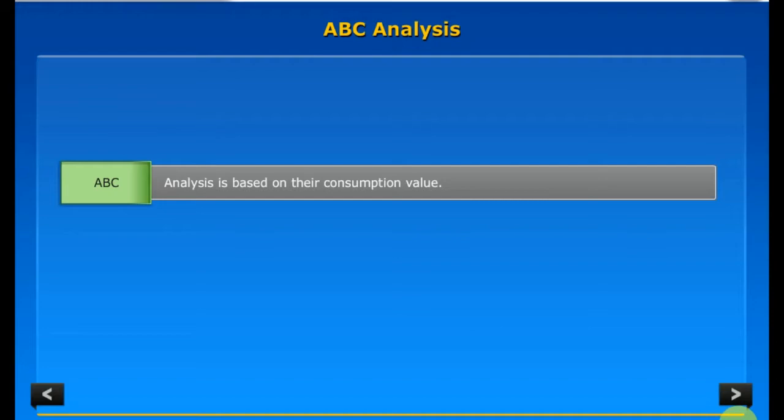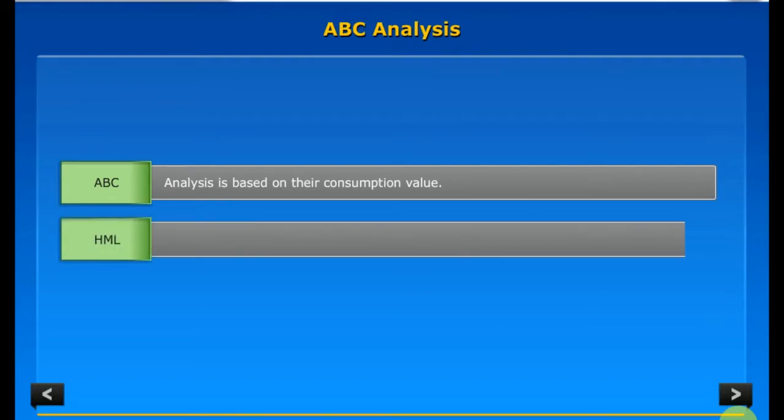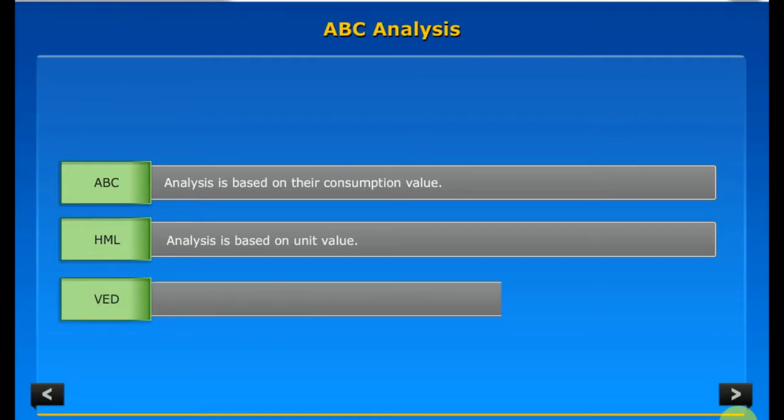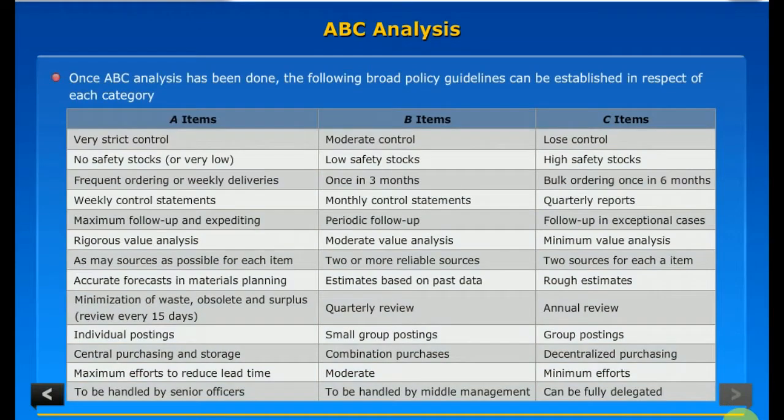ABC analysis is based on consumption value. HML analysis is based on unit value. VED analysis is based on criticality of inventories. Once ABC analysis has been done, the following broad policy guidelines can be established in respect of each category.